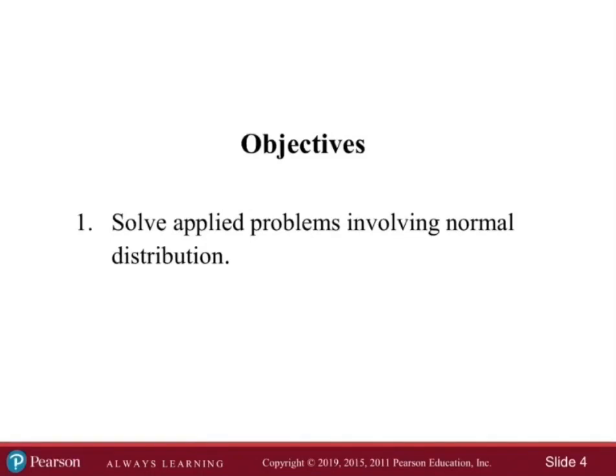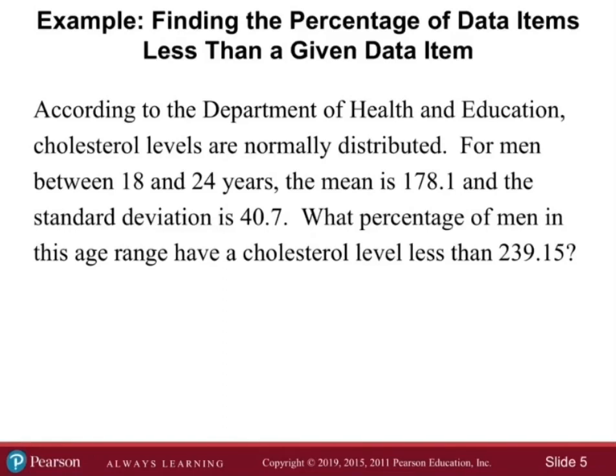One objective here: solve problems involving the normal distribution. Okay. So we have this example on finding the percentage of data items less than a given data item. According to the Department of Health and Education, cholesterol levels are normally distributed. For men between 18 and 24 years, the average is 178.1 and the standard deviation is 40.7. What percentage of men in this age range have a cholesterol less than, let's see, 239.15?